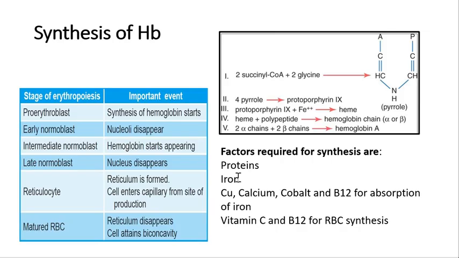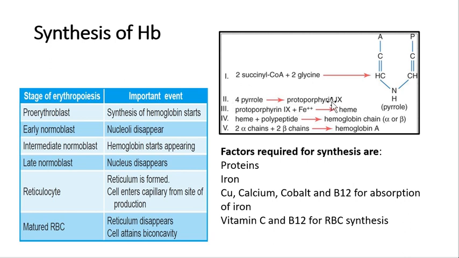Okay, that covers varieties of hemoglobin. Then comes synthesis of hemoglobin. Synthesis of hemoglobin occurs here in the mitochondria. Two succinyl CoA combine with glycine to form a pyrrole ring, and 4 pyrrole rings form protoporphyrin.